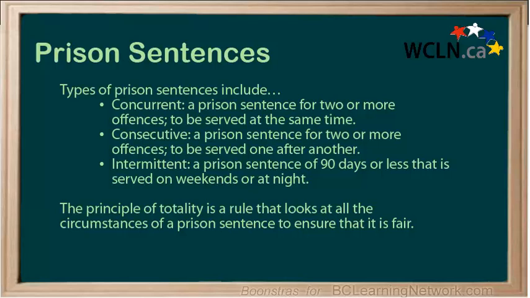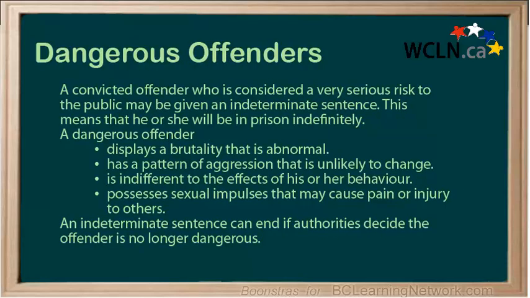Types of prison sentences include concurrent sentences, a prison sentence for 2 or more offenses to be served at the same time; consecutive sentences, a prison sentence for 2 or more offenses to be served one after the other; and intermittent sentence, a prison sentence of 90 days or less that is served on weekends or at night. The principle of totality is a rule that looks at all circumstances of a prison sentence to ensure that it is fair.